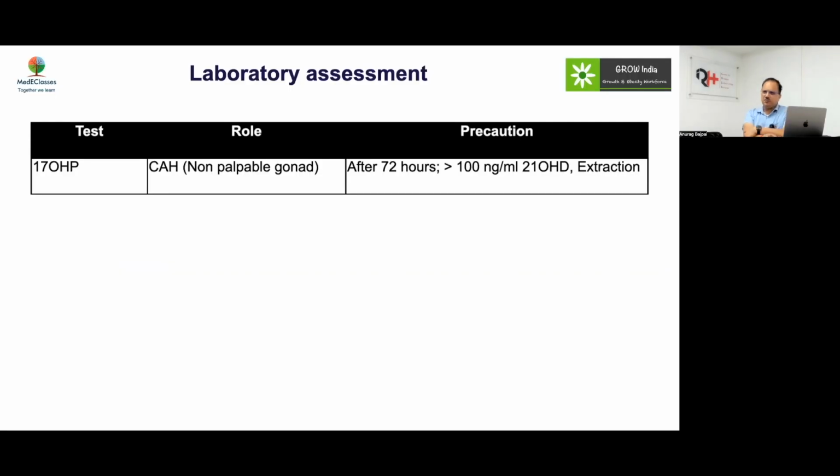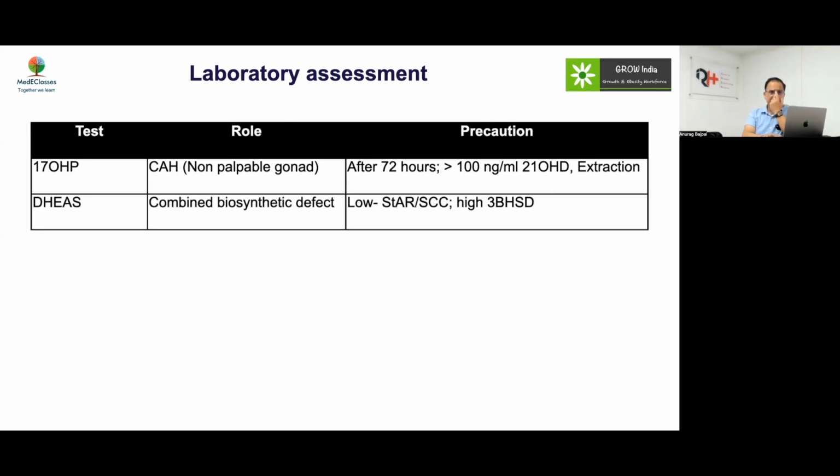So 17 OHP, the major role is to identify CAH. Anybody with non-palpable gonads, do it after 72 hours. Levels more than 100, it's 21 hydroxylase deficiency. DHEAS, the role is mainly for combined biosynthetic defects.